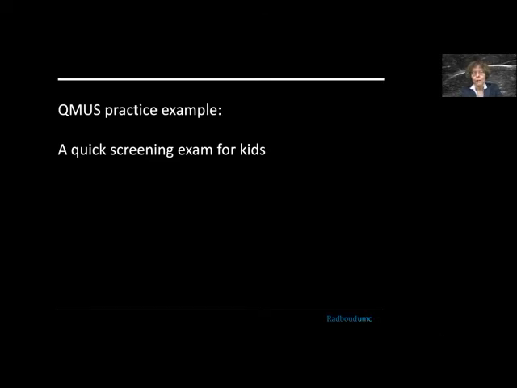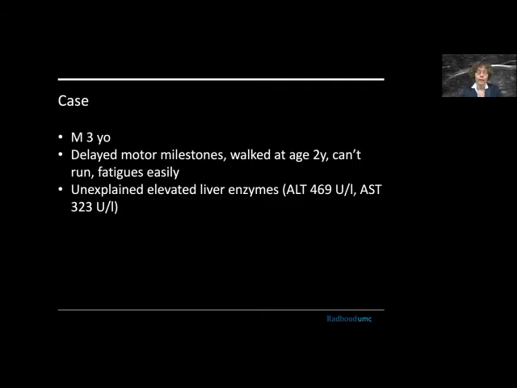Here is ultrasound as we use it as a quick screening exam for kids. So this is a case of a 3-year-old boy who was referred by a pediatrician elsewhere because of delayed motor milestones. His parents told us that he could only walk at the age of 2, which was significantly later, for example, than his healthy older sister. And he can't really run, and he fatigues real easily when he exercises.